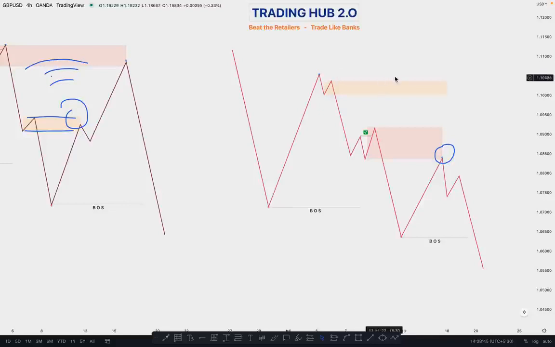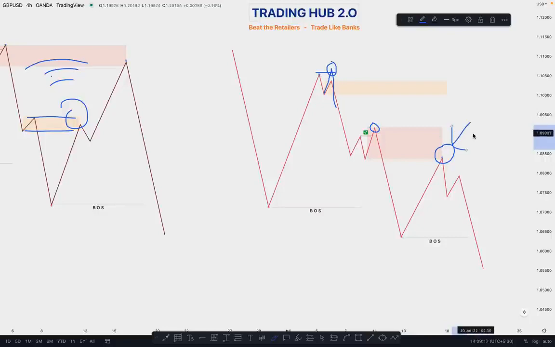This is not our high probability POI because the market did not sweep the recent structure, which is here. If the market sweeps the previous high, then this area also becomes high probability. And sometimes the market sweeps the liquidity on both points. In this case, you have to wait for this point in a lower time frame, in M1, wait for the CHoCH, and then you can sell.